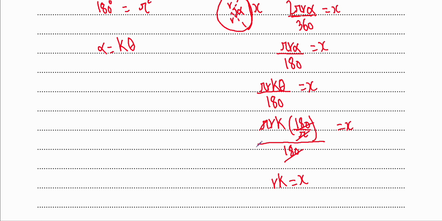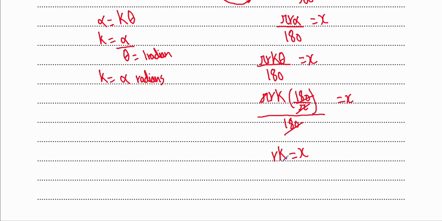Okay, we have r k is equal to x, and we have alpha is equal to k times theta. So now let's work with this. If alpha is equal to k times theta, then k is equal to alpha divided by theta. But theta is just 1 radian, right? So that means k is equal to alpha divided by 1 radian. Anything divided by 1 is just itself, so that's just alpha radians. And that's it. That means we can put k back in here. So we would have r times alpha is equal to x.